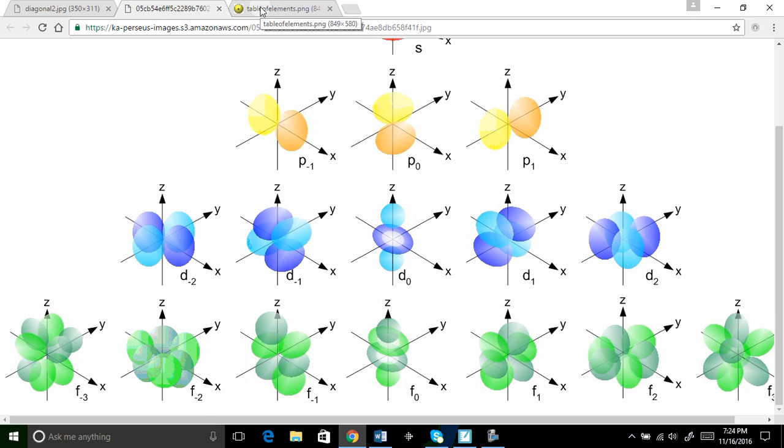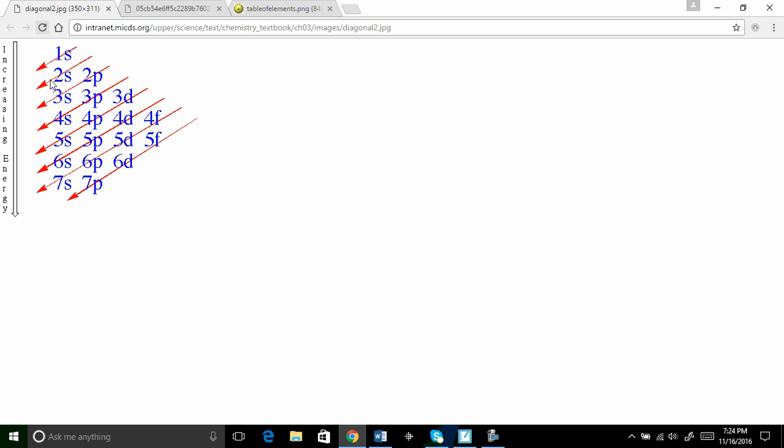So then this is called the diagonal rule. This is the diagonal rule. Notice that you have 1, 2, 3, 4, 5, 6, 7 rows and 4 columns, the S column, the P column, the D column, and the F column. I have this run off for you. I don't have it written on here, but I will.